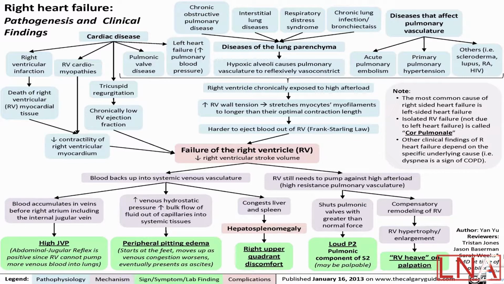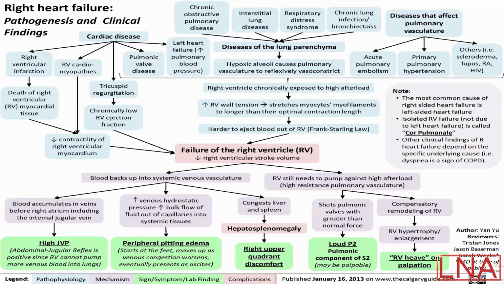Another way of right ventricular failure: the right ventricle still needs to pump against high afterload and high resistance in the pulmonary vasculature, leading to shut pulmonic valves with greater than normal force. As a sign, we can determine a loud pulmonary component of the second heart sound, and you may palpate it above the pulmonary artery during palpation of the heart.